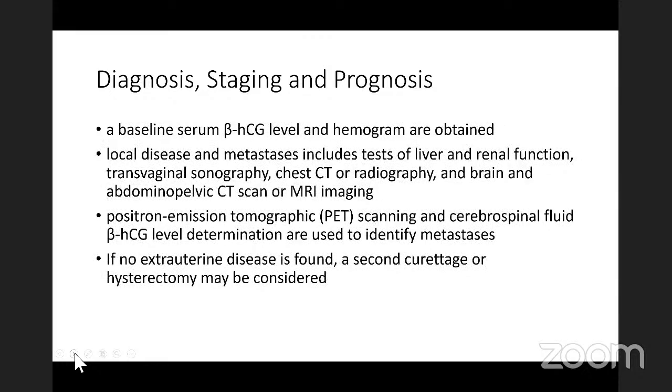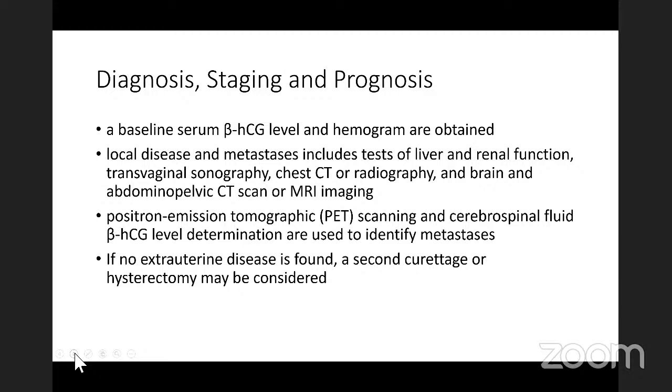Okay. Again, baseline serum beta HCG and hemogram are obtained. You have to look at local disease and metastasis, looking at liver and renal function, sonography, CT scan, brain and abdominopelvic CT or MRI imaging. PET scan and CSF determination of your beta HCG are used to identify metastasis.